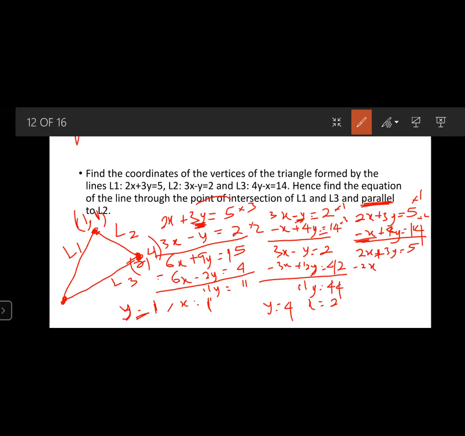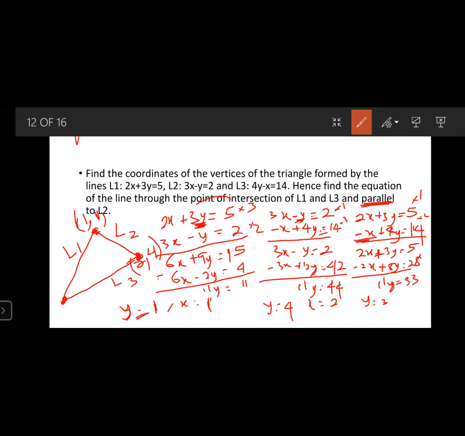So minus 2x, multiply this one by, so that would be plus 8 equals to what? 28. So here too, because I have different signs, plus 2 and minus 2, I'm going to add. So 3 plus 8 will give me what? 11. 11y. And then 5 plus 28 will give me 33. So y equals to 3.